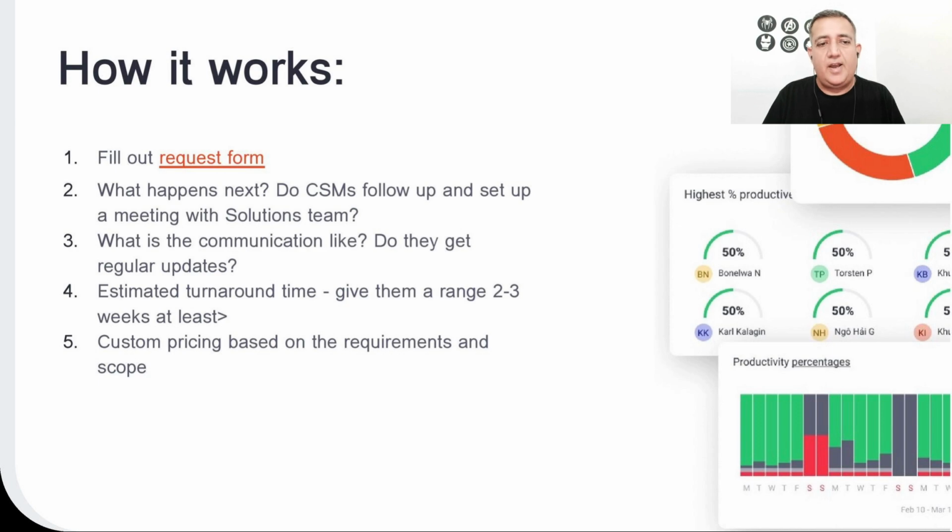And the communication that you are going to have with them is to understand what is the scope of that particular report and what are the timelines that will be taken. So estimated turnaround time would be between 2 to 3 weeks after the scoping has been done. And whatever the custom pricing would be, it will definitely depend upon the scope and functionality of the report and the number of hours or days that the team is going to put in.